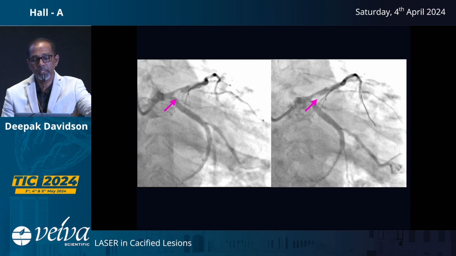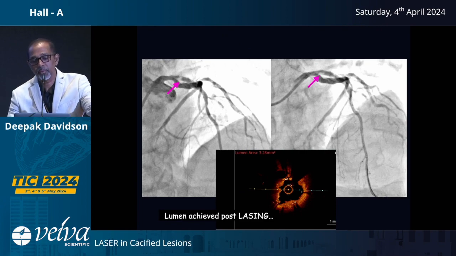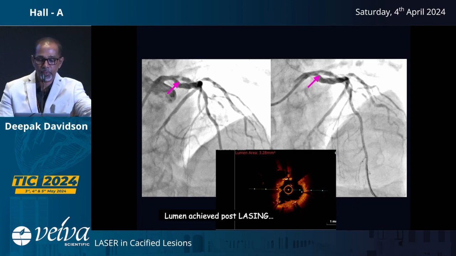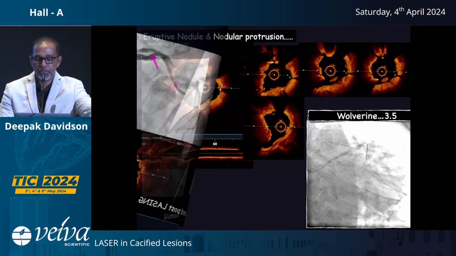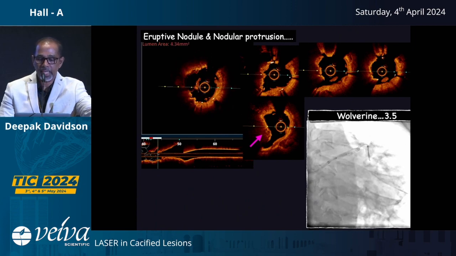So these are the pre and post lacing images. You could see that there is a significant plaque modification. These are the post-procedure, post-lacing images. You could see in the cranial view also, there is a significant plaque modification. We did an OCT after that. You could see that the luminal gain was quite good. It was 3.28 millimeters square. And then we saw that there was a significant amount of calcified nodules there on OCT.